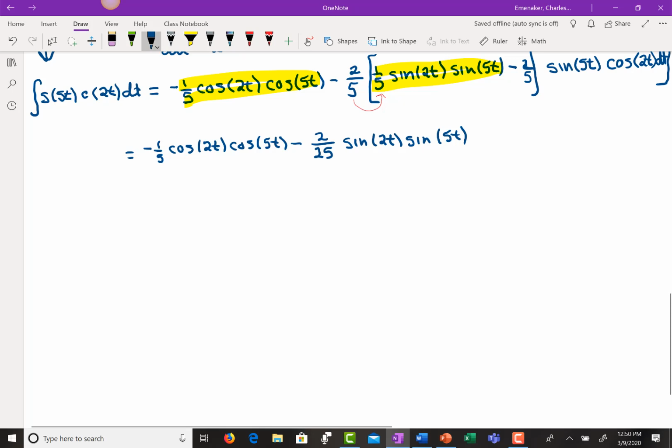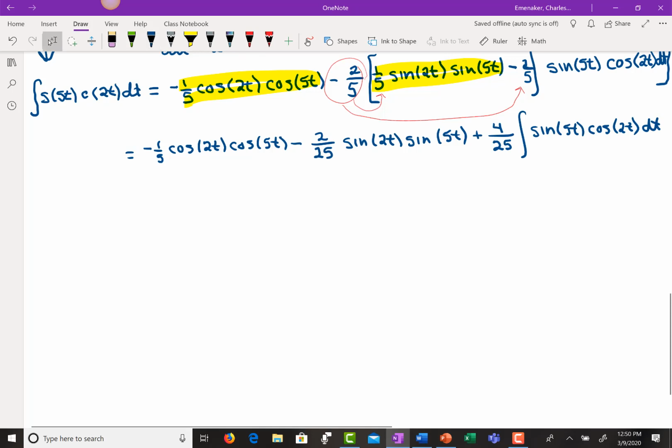Then what we need to do is to take this negative 2/5 and multiply it times that. Well, we're going to have a negative 2/5 times a negative 2/5, which is going to give us plus 4/25, the integral, which is going to be the sine of 5t cosine 2t dt.